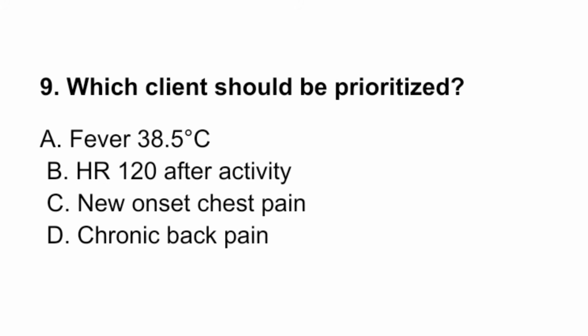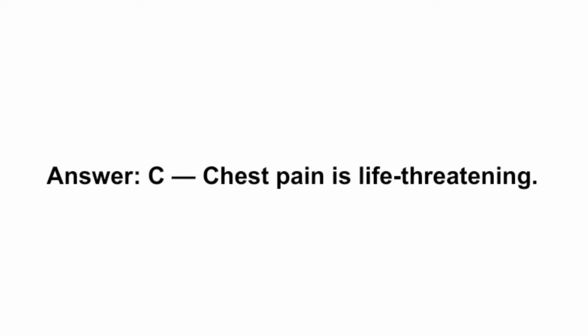9. Which client should be prioritized? A. Fever 38.5 degrees Celsius. B. Heart rate 120 after activity. C. New onset chest pain. D. Chronic back pain. Answer: C. Chest pain is life-threatening.